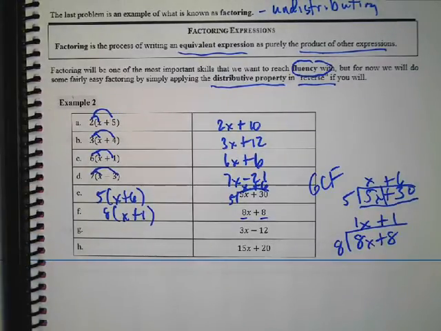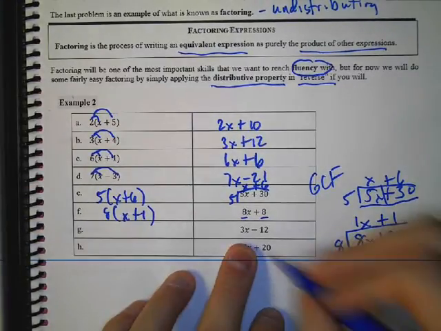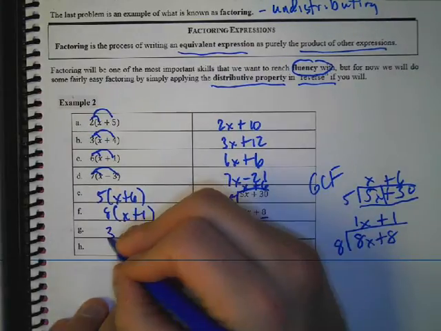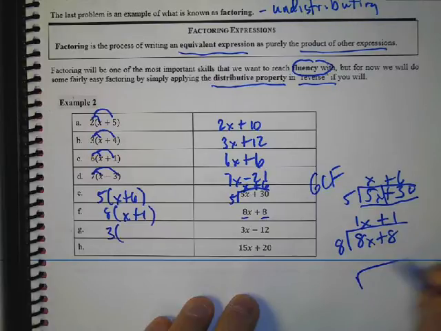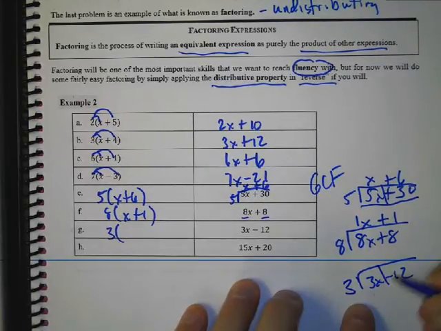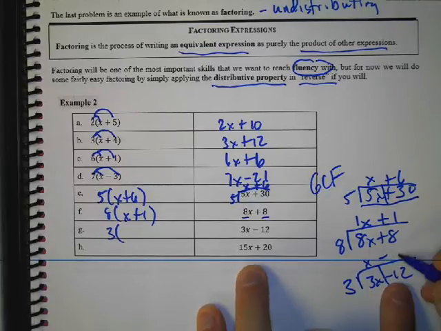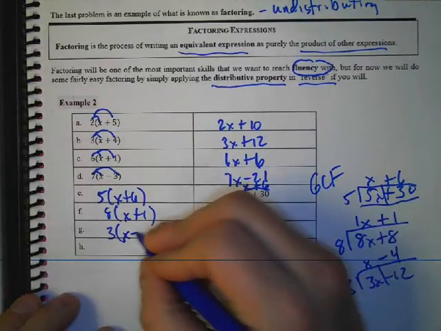3x minus 12, I can divide a 3. 3 will go into each one. 3x minus 12. Okay, 3 goes in here is x, and this would be minus 3 into, now the sign just kind of comes up here for right now. And 12 divided by 3 is 4. So this would be x minus 4. And then one more.